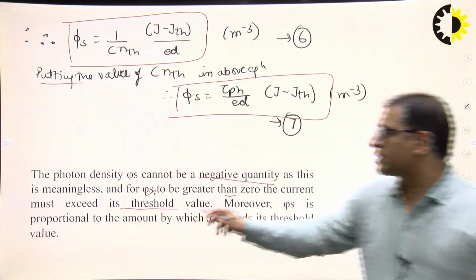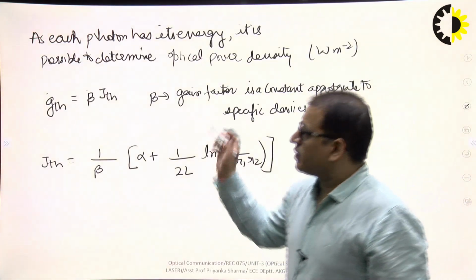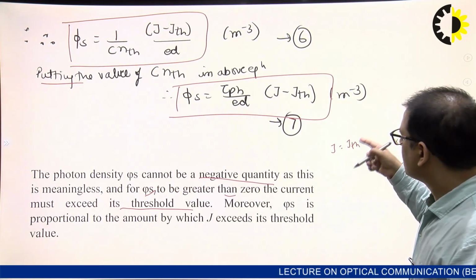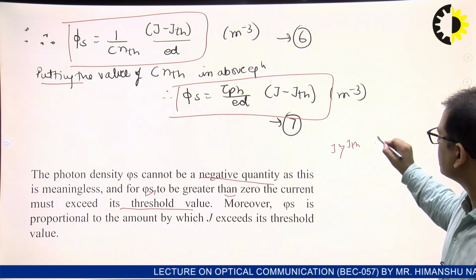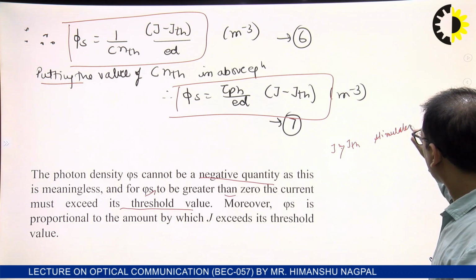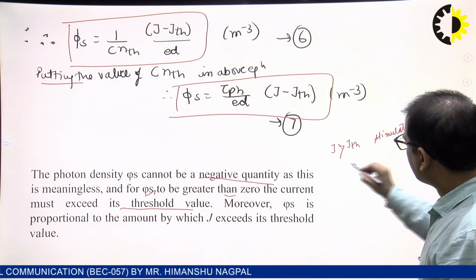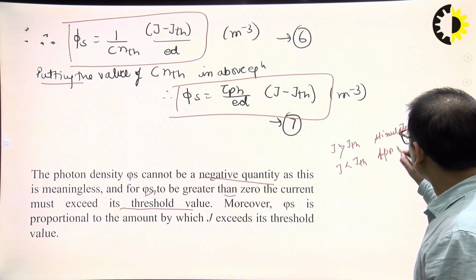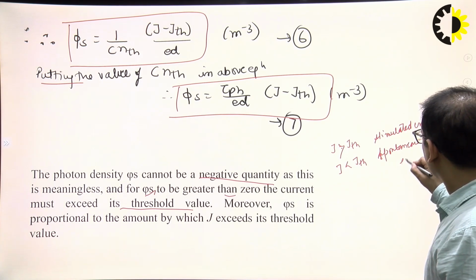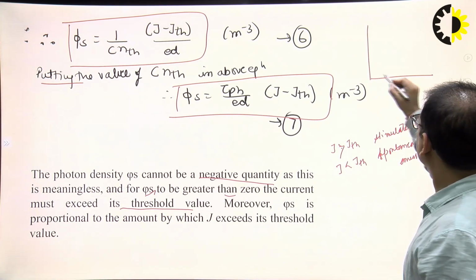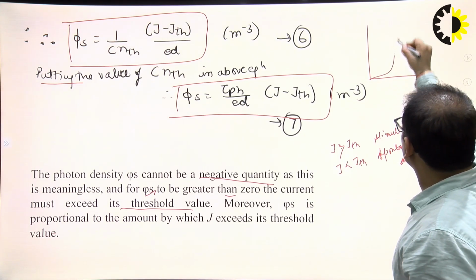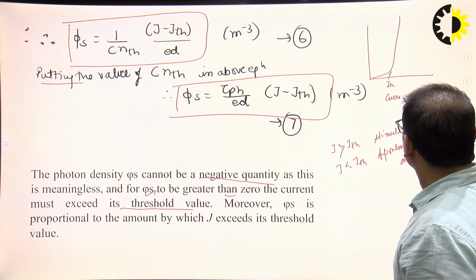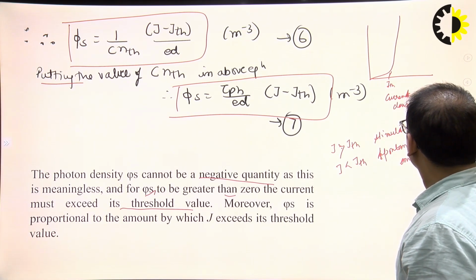The current must exceed its threshold value, and at that point J is the JTH. If J is greater than JTH, then the stimulated emission will take place, and if J is less than the threshold condition, only spontaneous emission will take place. If I draw the graph, it will be like this one. This is JTH, and the current density applied.